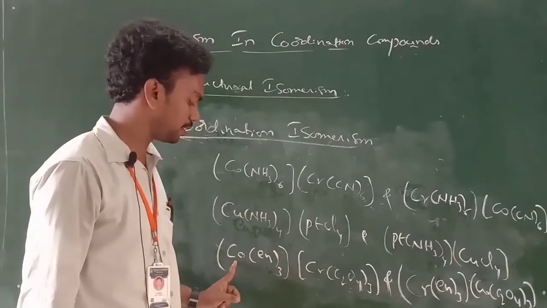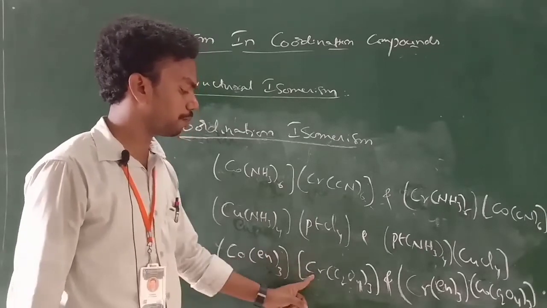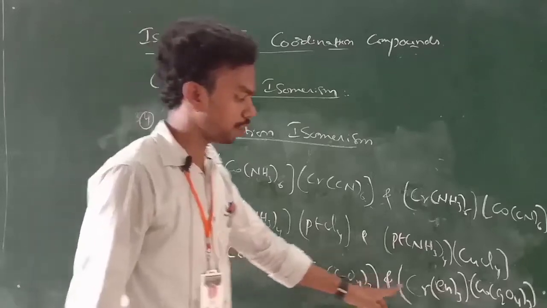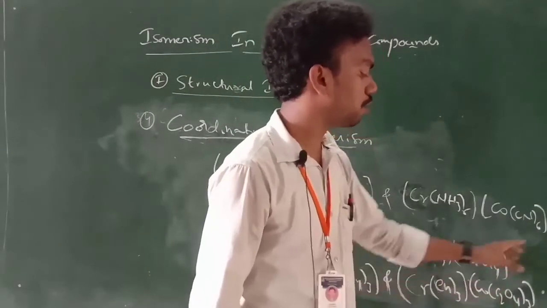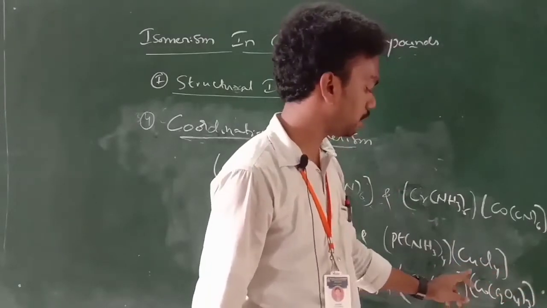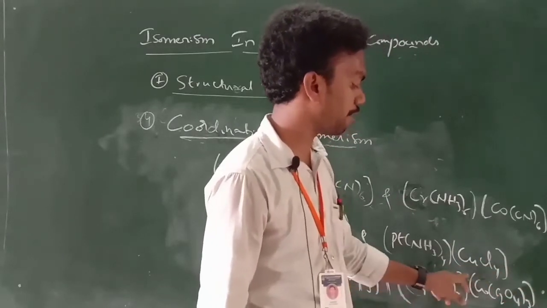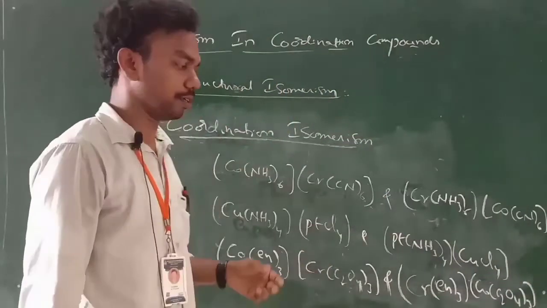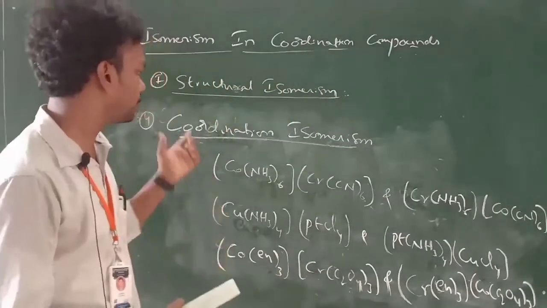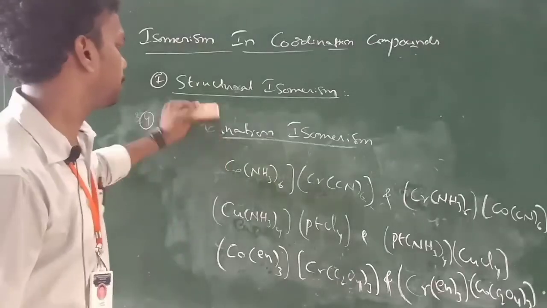Cobalt is in the plus 3 oxidation state, and here chromium is in the plus 3 oxidation state. Here also chromium plus 3, cobalt plus 3, but the charge over the coordination sphere is different. Here the coordination sphere has plus 3, and over this coordination sphere you have minus 3 charge, right? So this is coordination isomerism, right?